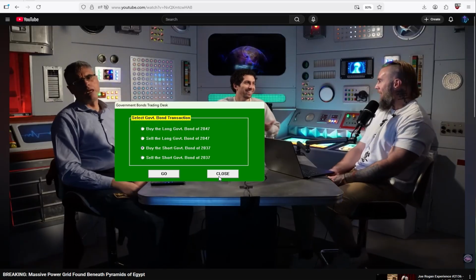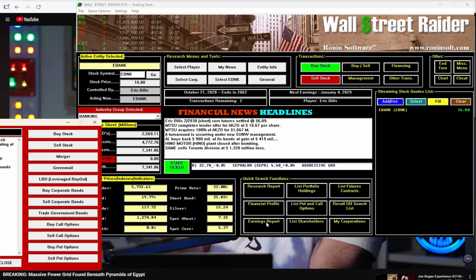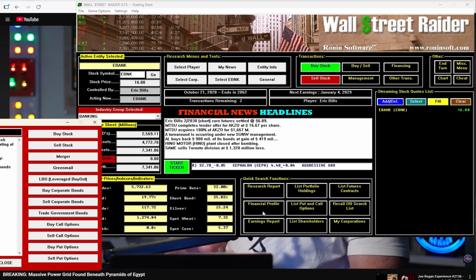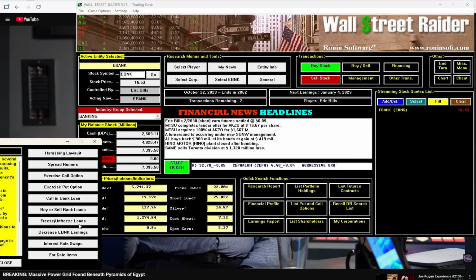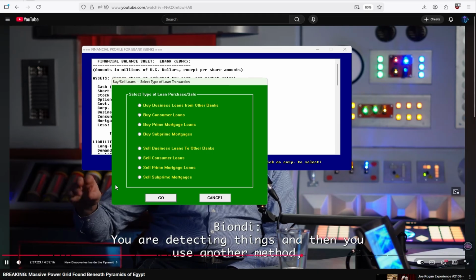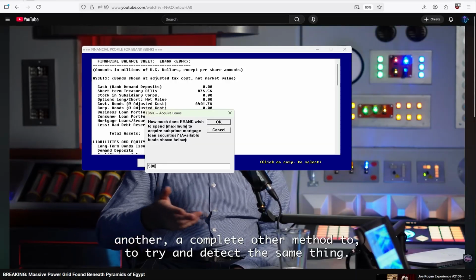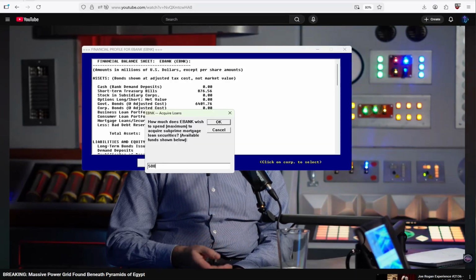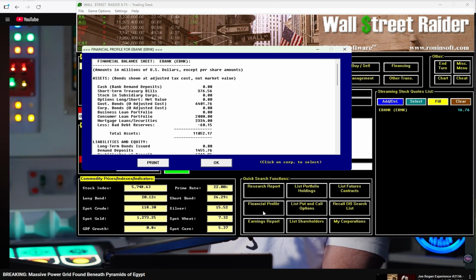Well, then to me, it's like the muon scans where I'm like, I don't know. You could be looking at either one, or both of them. And I think Filippo's point about a synergy between the two technologies, merging the two techniques, is probably the best course of action for getting closer to the truth. Because you are detecting things and then you use a completely different method to try and detect the same thing.